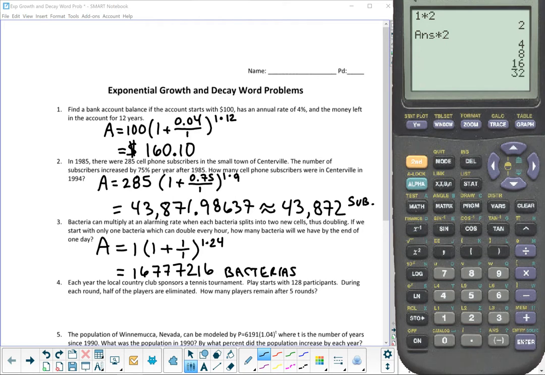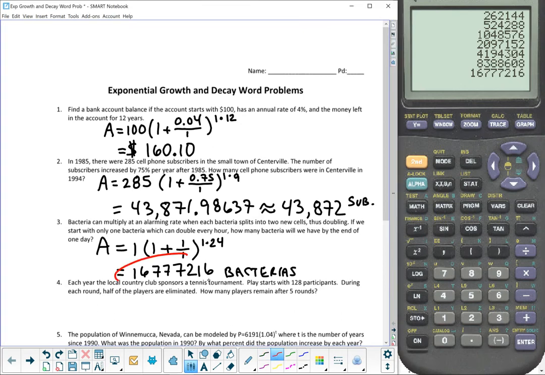4 hours, 5 hours, 6 hours, 7 hours, 8, 9, 10, 11, 12, 13, 14, 15, 16, 17, 18, 19, 20, 21, 22, 23, 24 hours. And you can see it's the same exact number that we get there: 16,777,216. Oh, actually, that's pretty close. Sorry, that is exactly the same, that was my mistake. It's exactly the same thing.